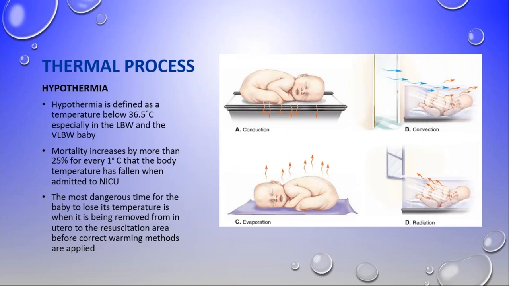The thermal process, as we discussed earlier, this is where the baby loses its blood pressure, its temperature, and this is often where it starts going pear-shaped. This is just to remind you what we discussed last month about conduction, convection, radiation, and evaporation.